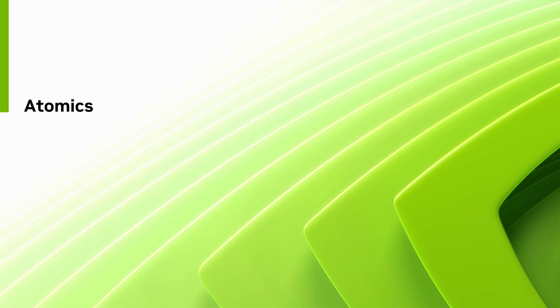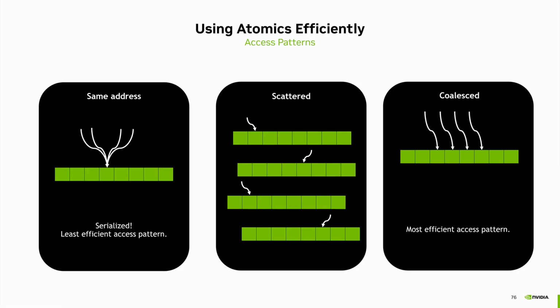So let's switch now to the final topic, which is atomics, which are also important for some codes. So let's look at 3 different patterns. Let's say we have same address atomic. So we have every thread in our warp doing an atomic operation on the same address. So this is the worst possible scenario because all of these operations are serialized, of course, okay?